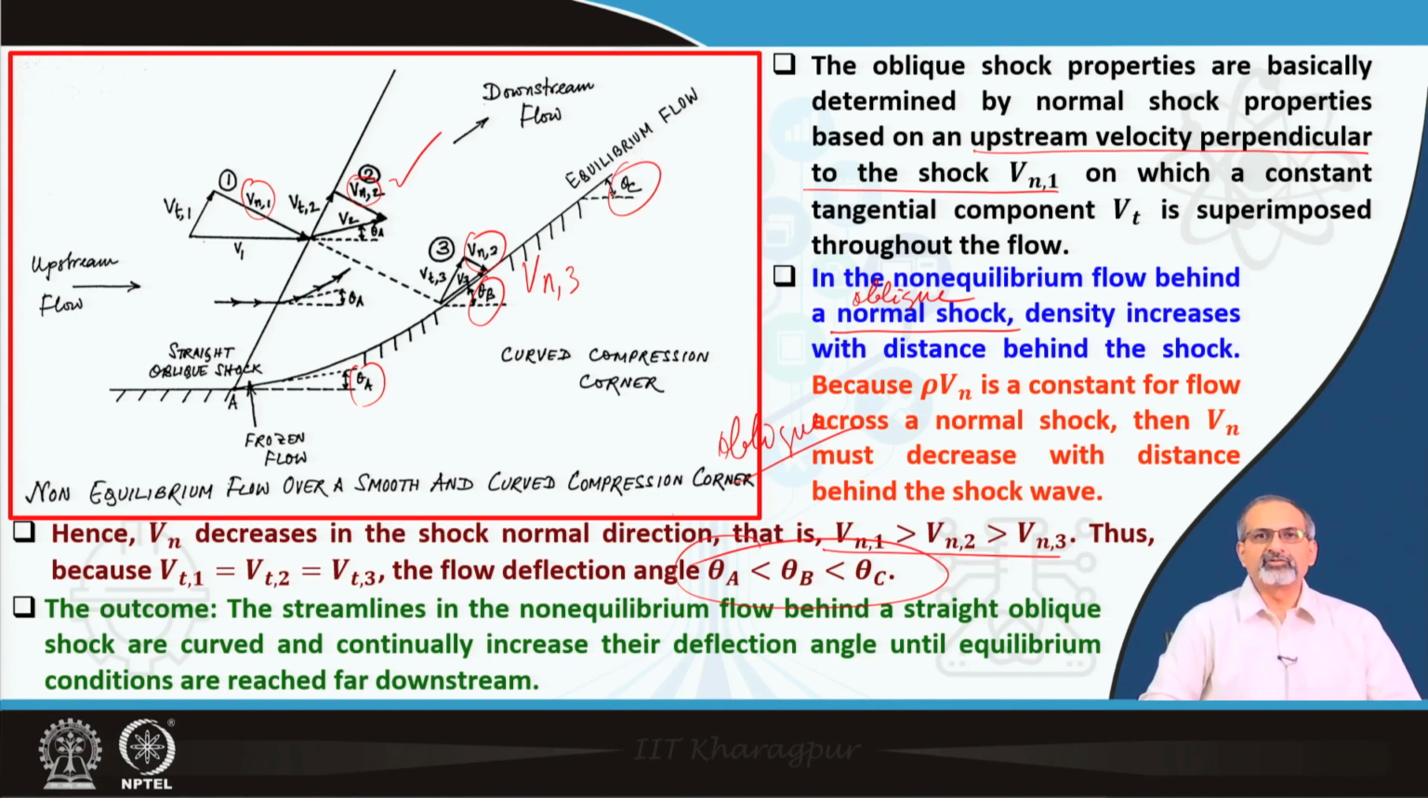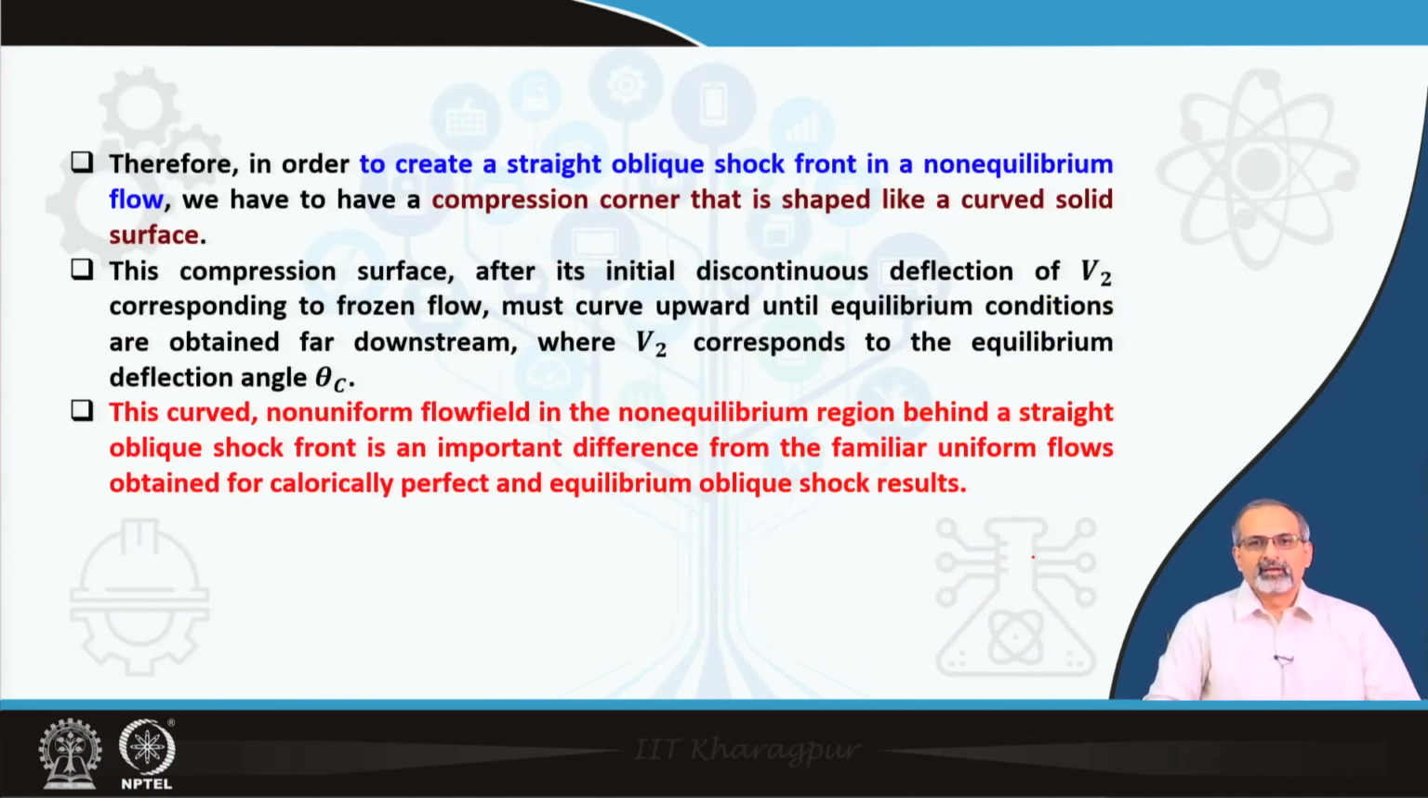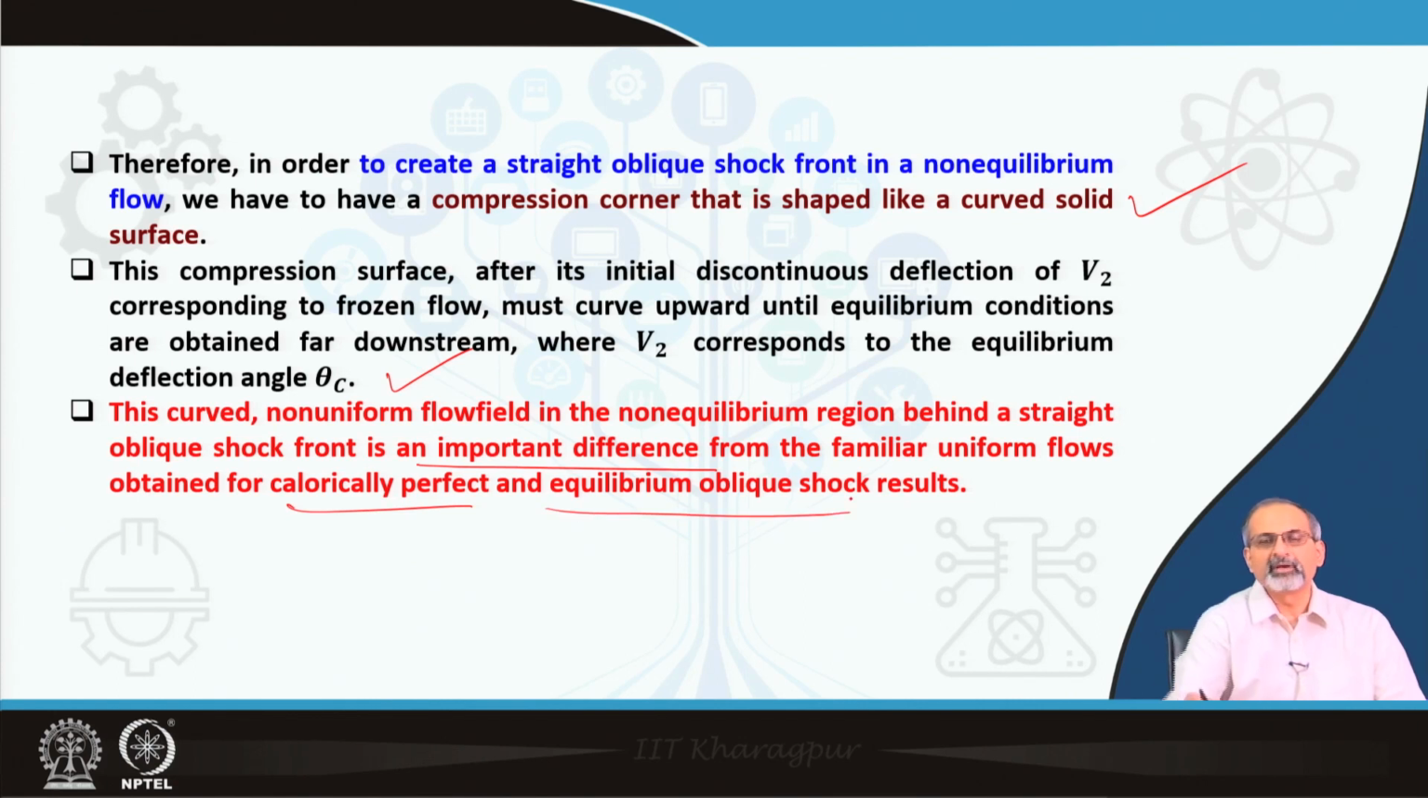The final outcome is the streamlines in non-equilibrium flow behind a straight oblique shock are curved, and they continuously increase their deflection angle until equilibrium conditions are reached far downstream. Therefore, this inequality. In order to create a straight oblique shock front in a non-equilibrium flow, we have to have a compression corner that is shaped like a curved solid surface. We have taken note of that. We have taken note of the changing deflection angle, and the curved non-uniform flow field in the non-equilibrium region behind a straight oblique shock front is definitely an important difference that we saw compared to the familiar uniform flows obtained for calorically perfect or equilibrium oblique shock results.